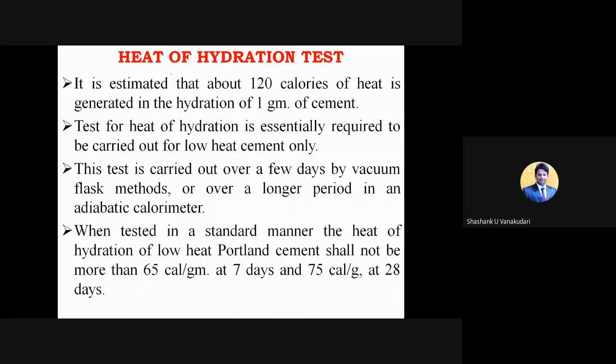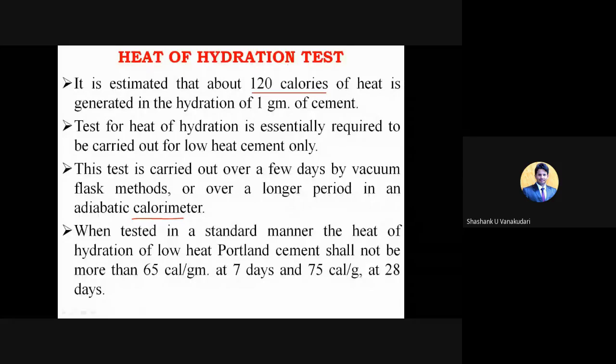Then the heat of hydration test is the next test we are going to conduct on cement. It is estimated that about 120 calories of heat is liberated per 1 gram of cement. Clear? The test for the heat of hydration is essentially required only for low heat cement, because we need to check how much heat it is going to provide. The test is carried out over a few days by the vacuum flask method, or over a longer period in an adiabatic calorimeter.